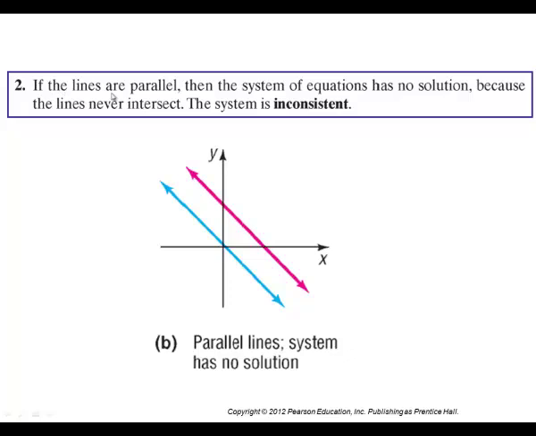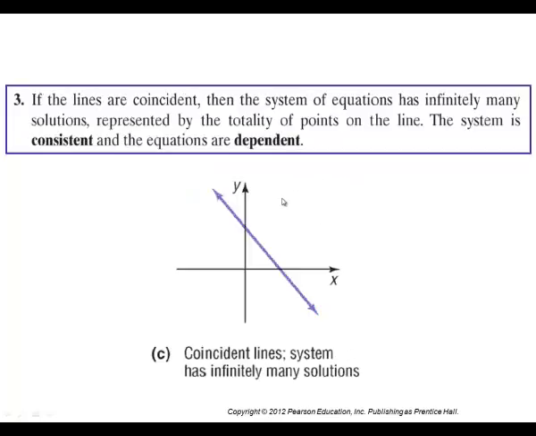Okay, here we have two parallel lines where there is no intersection, so there would be no solution because the lines never intersect, and so they would be considered an inconsistent system. And so there would be no solution, and it would be an inconsistent system.